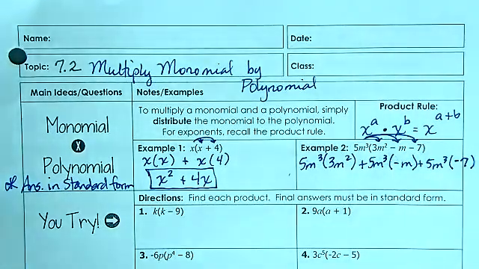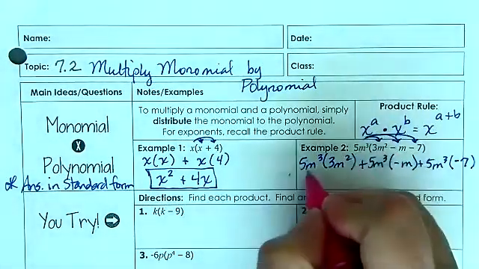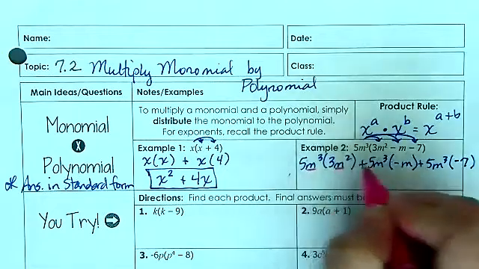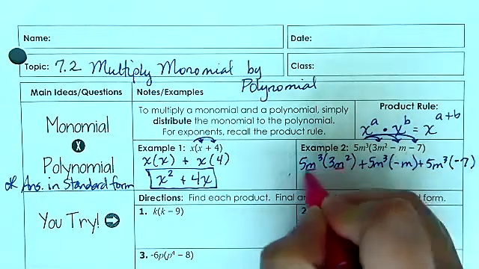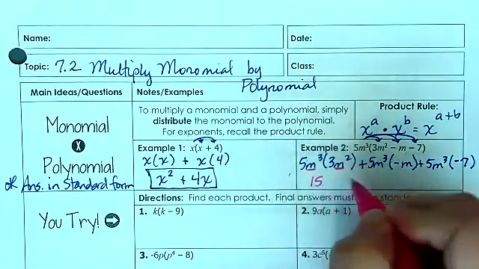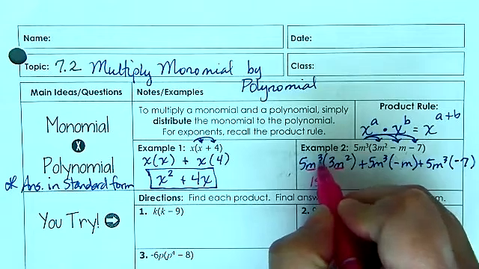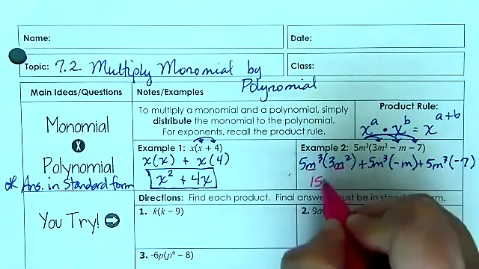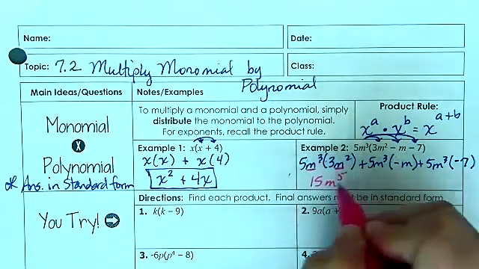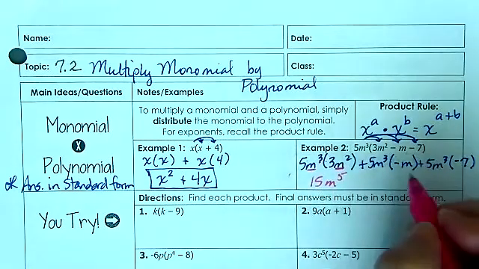So now when we're looking at this, we multiply. It's got the same base. So I'm going to multiply the coefficients, which are the 5 and the 3, and end up with 15. And then I'm going to add the exponents. 3 plus 2 is 5. So we end up with 15m to the 5th.